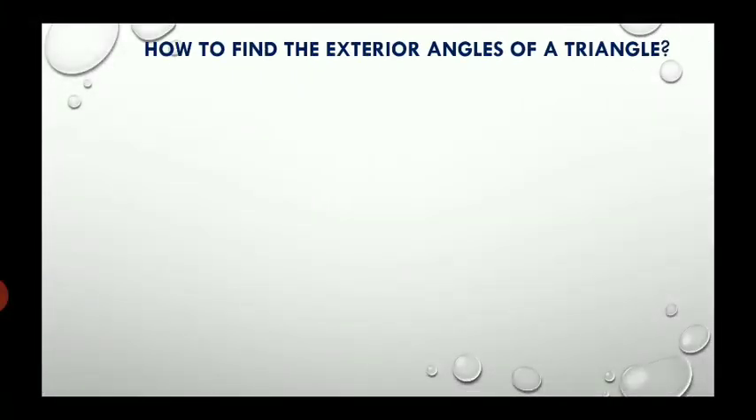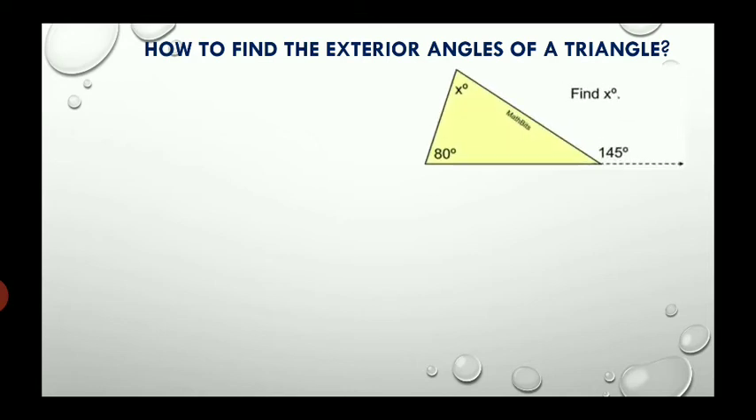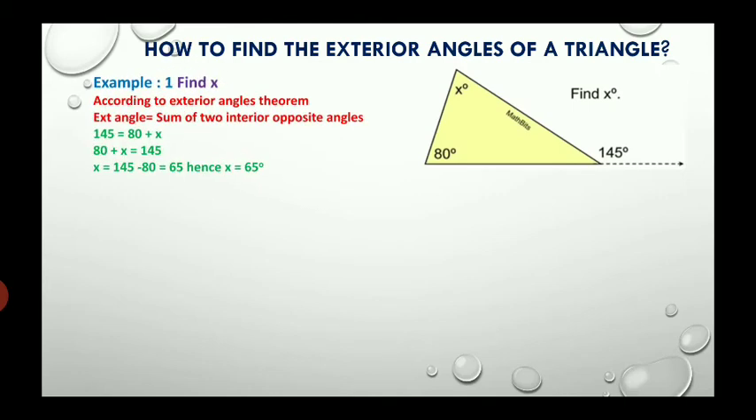How to find the exterior angles of a triangle? Now you see, boys, you have to find x, and one interior angle is given and one exterior angle is given. So in example number 1, you are told to find x. According to the exterior angle theorem, the exterior angle is equal to the sum of the 2 interior opposite angles. So the exterior angle 145 is equal to 80 plus x. So 80 plus x is equal to 145. So x is equal to 145 minus 80, which is 65. So hence the value of x is 65.